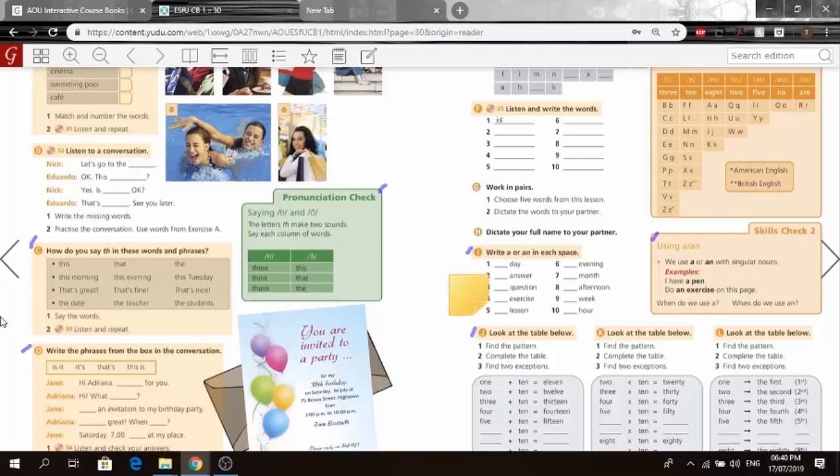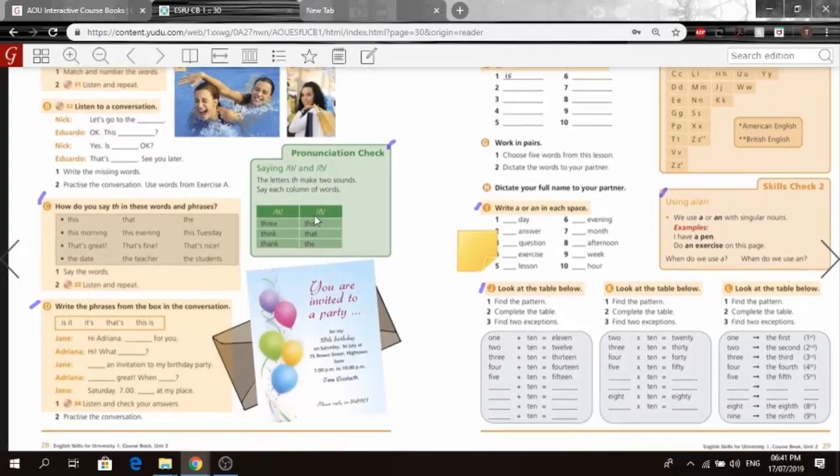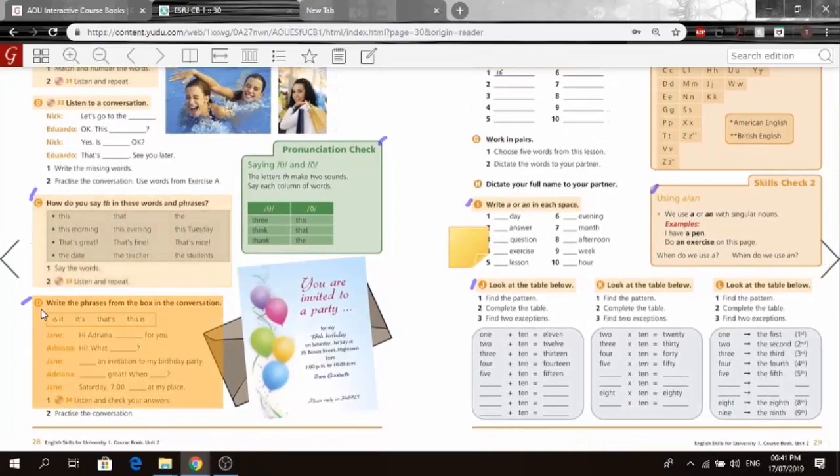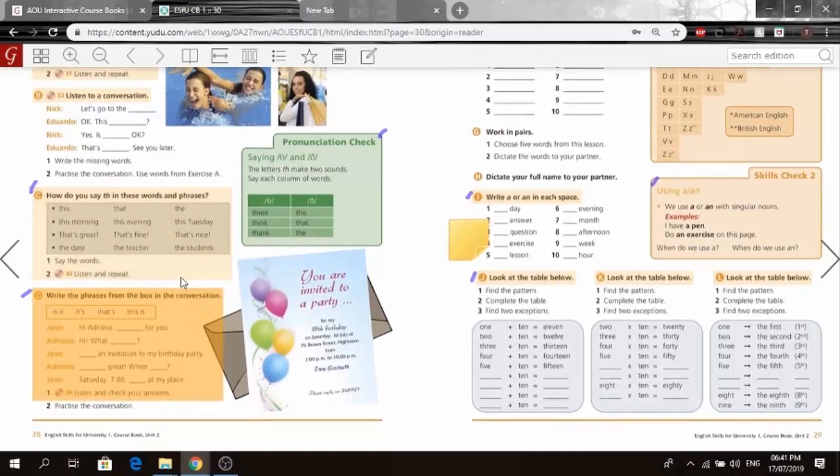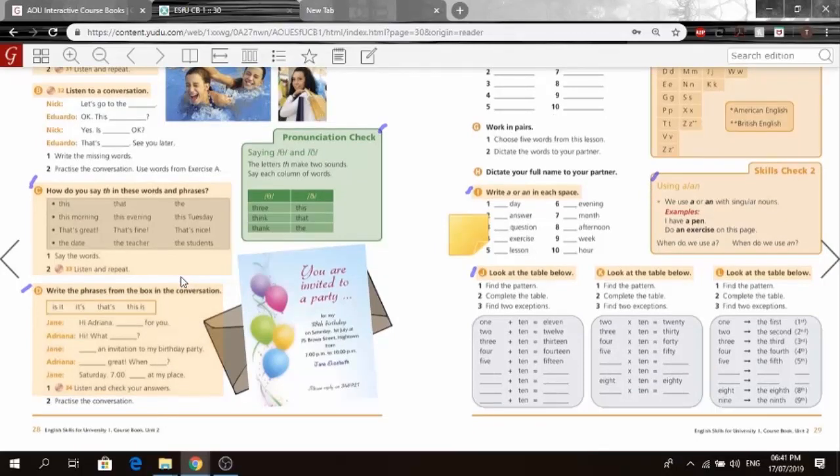So here we have this, that, this morning, this evening, this Tuesday, that's great, that's fine, that's nice, the date, the teacher, the students. Okay? So I hope you got the idea of how, depending on the word, it can be different, whether it's three or that. You can see the difference in the pronunciation. So moving on to exercise D. Write the phrases from the box in the conversation. Okay, so this is actually an interesting one right here.